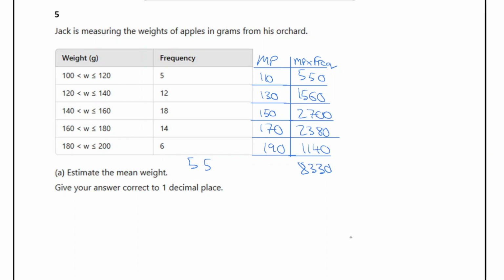Then finally, to estimate the mean, we have to do 8,330 divided by 55, which to one decimal place gives us 151.5.